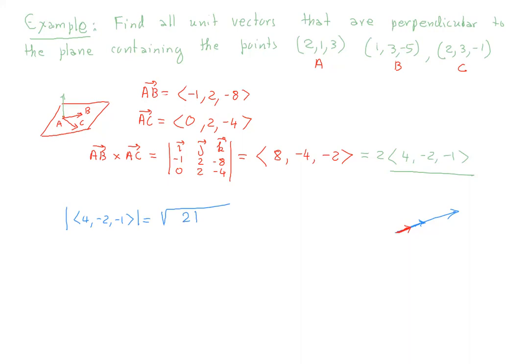And so that will produce the vector 4 over square root of 21, -2 over square root of 21, and -1 over square root of 21. And I should just take plus or minus. These are the only unit vectors that are perpendicular to the given plane, and in particular to the plane that contains these 3 points. Okay, very, very interesting exercise. And I have one more.